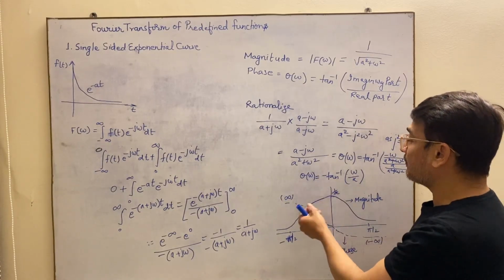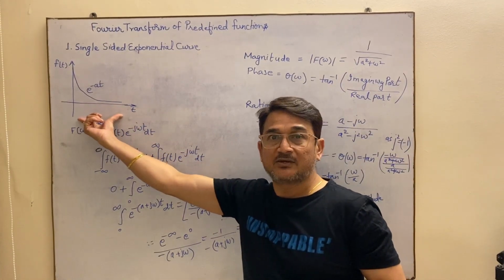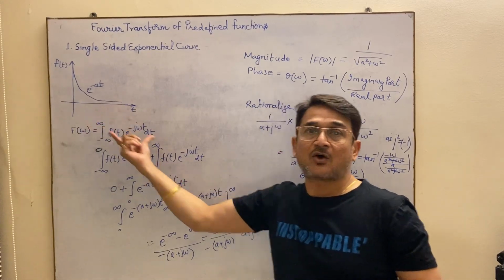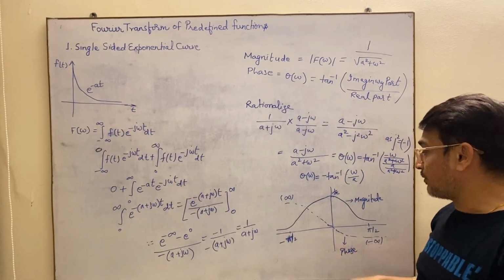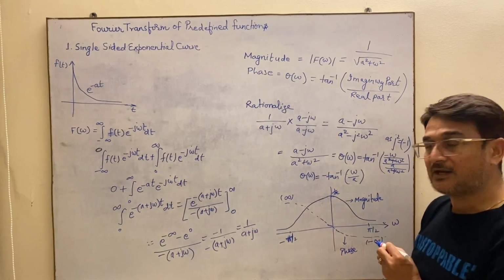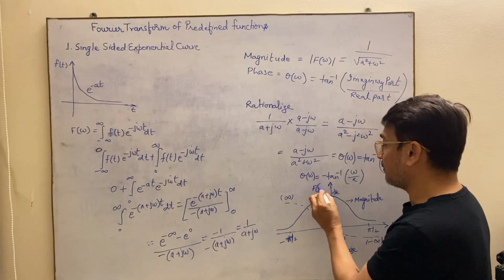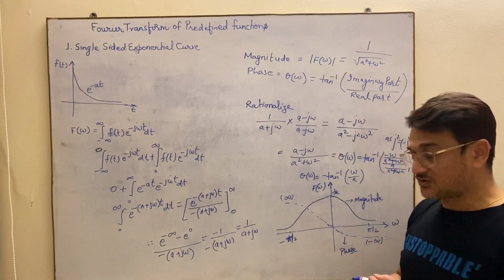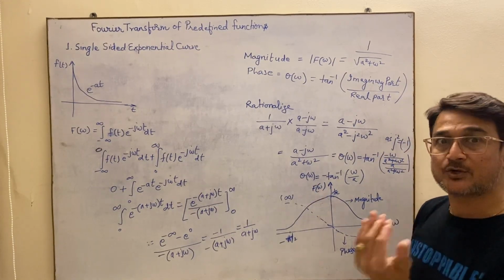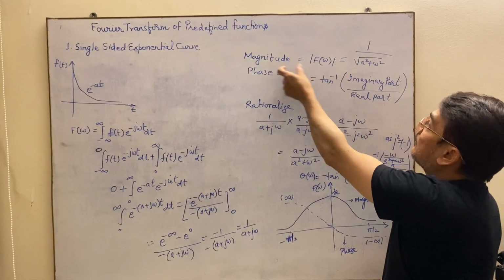So now, if we want to plot the graph, this graph is the time domain graph. Now we will plot the frequency domain plot. Frequency domain plot means in the x-axis you are having omega, and in the y-axis you are having F of omega, that is the Fourier transform of the function in frequency domain. So first we will calculate the magnitude.